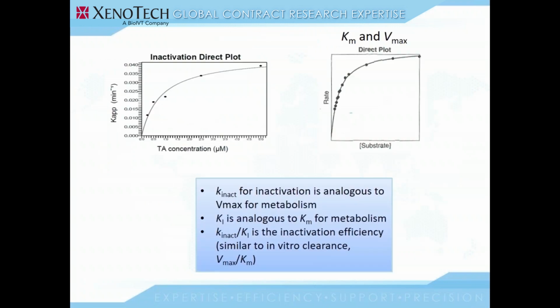As you'll see, when the kinact inactivation direct plot is compared with the Km and Vmax direct plot for metabolism, kinact for inactivation is analogous to Vmax for metabolism, and the Ki is analogous to Km for metabolism. So this kinact over Ki efficiency value is also similar to in vitro clearance of Vmax over Km.